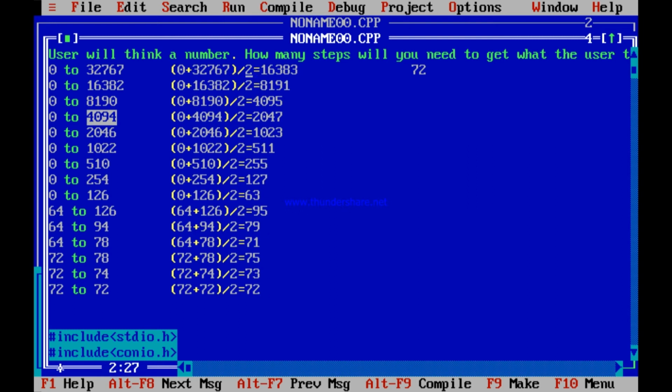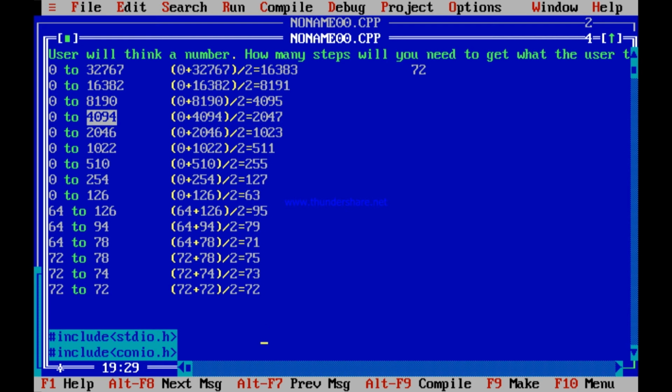In how many attempts? Check out how many attempts. 1, 2, 3, 4, 5, 6, 7, 8, 9, 10, 11, 12, 13, 14, 15. In 15 attempts you guessed the number, which in the previous case, when you were going one by one, how many attempts did you need? You needed 72 attempts. So with the help of the user, you have guessed it this time within 15 attempts.